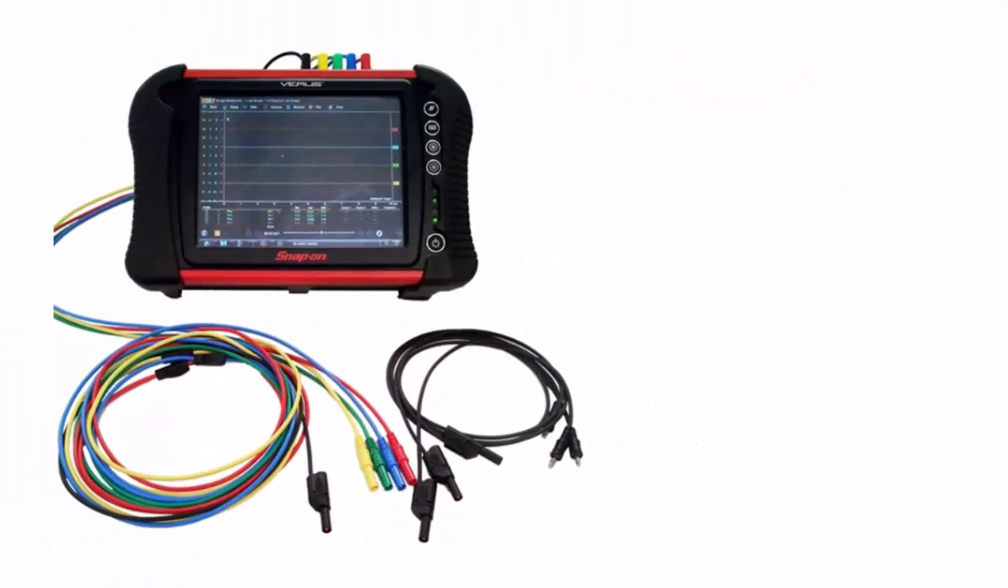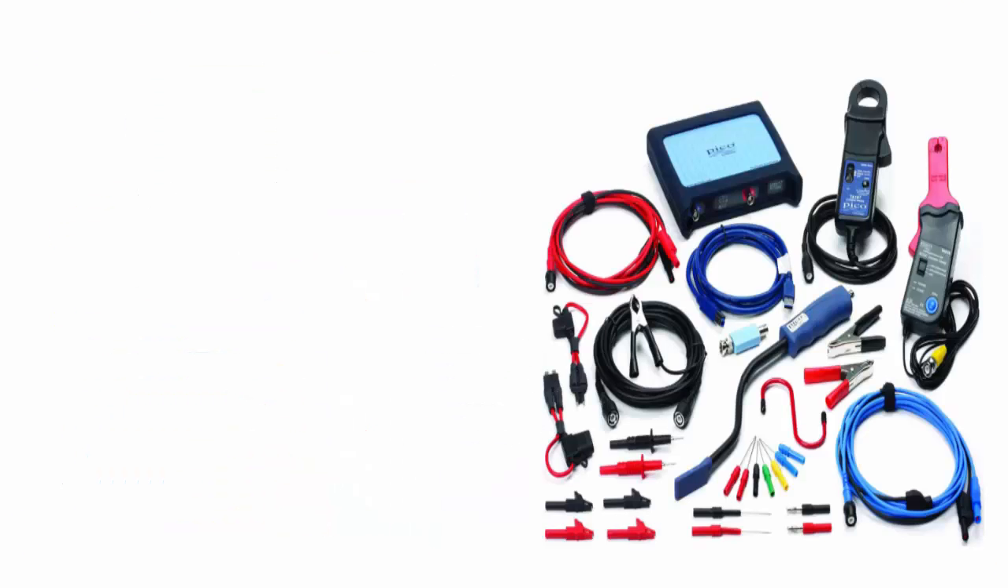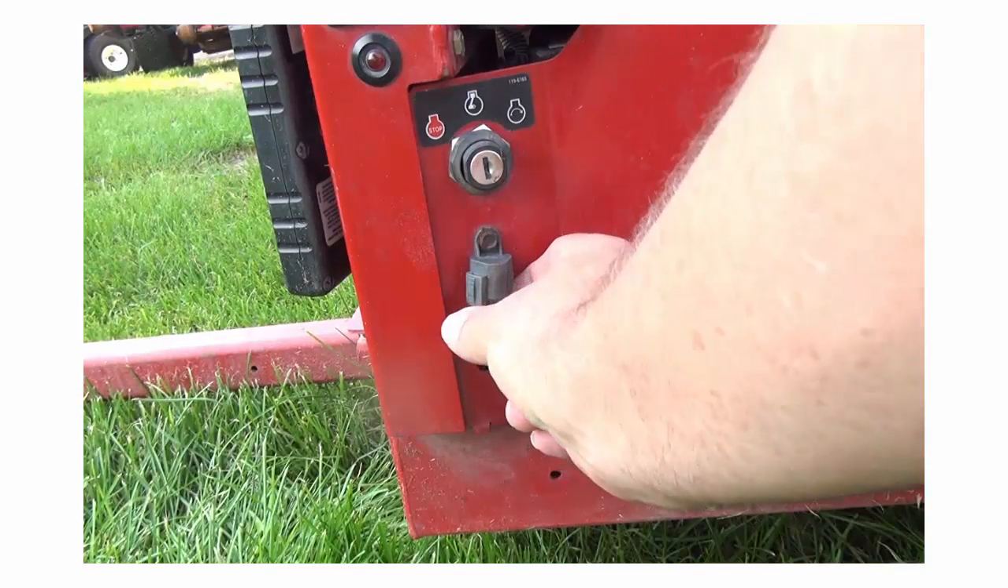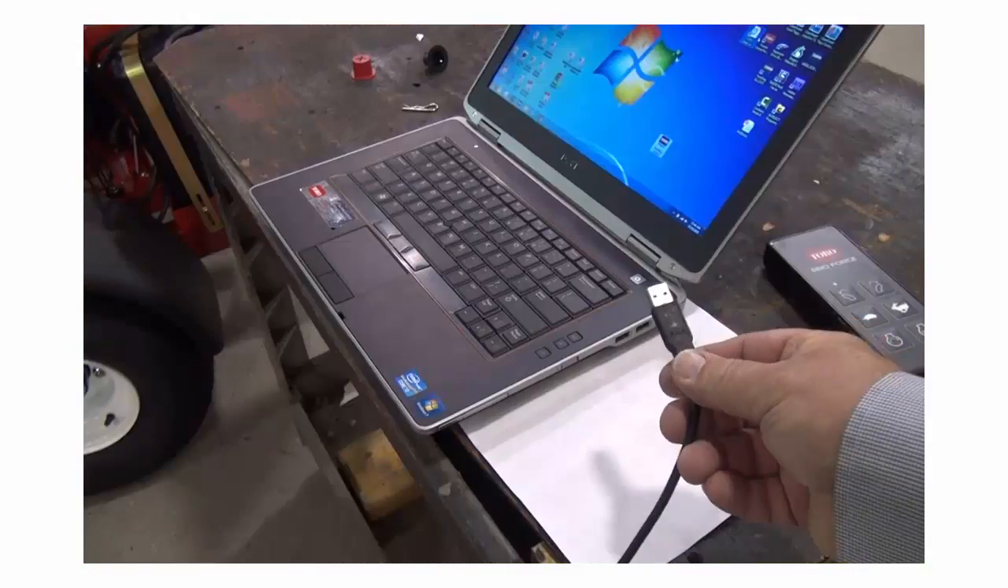ToroScope is a type of digital storage scope that does not use probes like an automotive digital storage scope. Rather, it connects to the machine's tech controller via the same diagnostic cable used for Toro Diag.